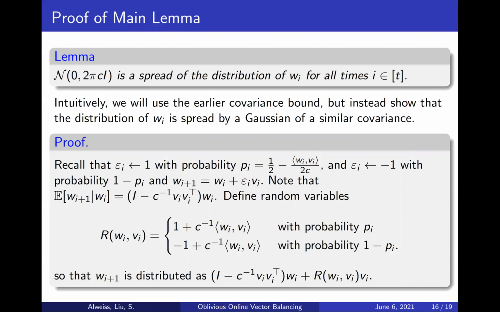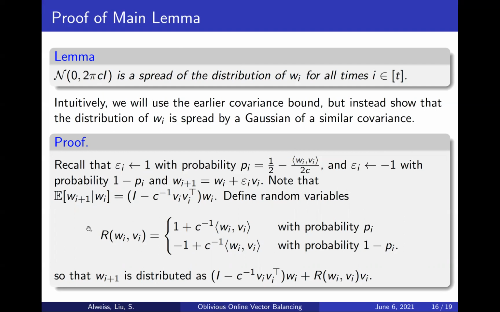And then you know that w_{i+1} equals w_i plus epsilon_i v_i. And note that the expectation of w_{i+1} given w_i is (I minus c inverse v_i v_i transpose) w_i. This just follows by direct computation. So this is the expectation of w_{i+1} given w_i. But you're not always at your expectation. You sort of drift around that.